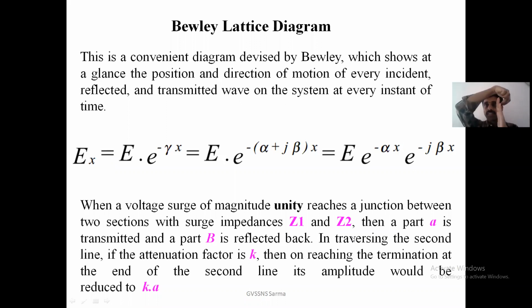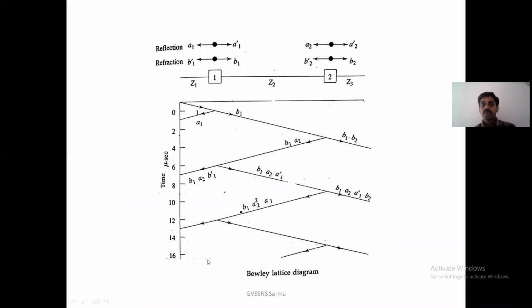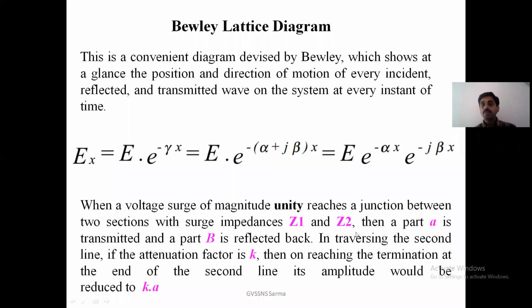A voltage wave is incident here with a unity magnitude. Then part A is transmitted and part B is reflected back. So you can see this here. I'm going to explain this. Part A is transmitted and part B is reflected back.